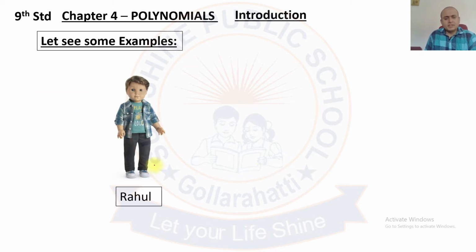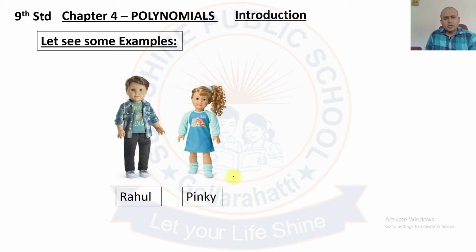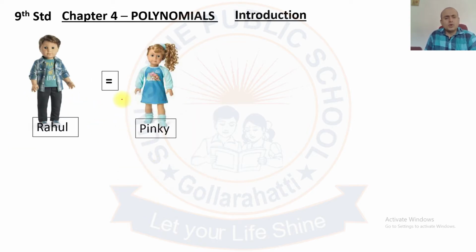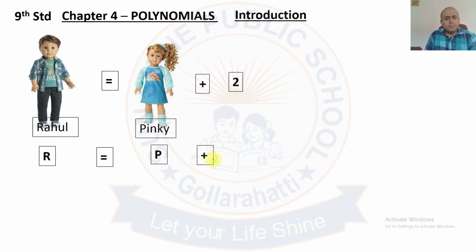For example, there is a person Rahul and a Pinky. If you ask the age of Rahul, he says, I am 2 years elder than Pinky. He will not say his present age. Here, Rahul is equal to Pinky plus 2 years. That means Rahul's age is Pinky's age plus 2 years. Therefore, R is equal to P plus 2. Therefore, R and P are called variables, and 2 is called a constant.